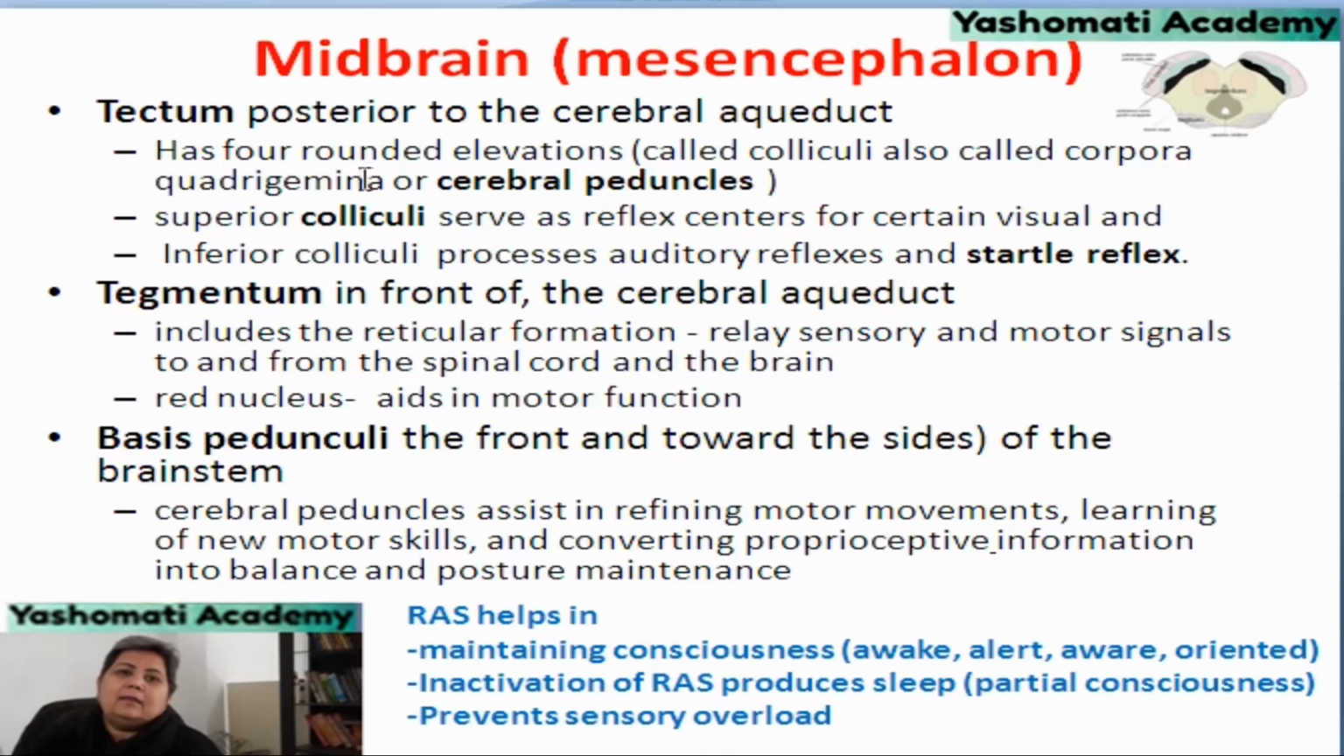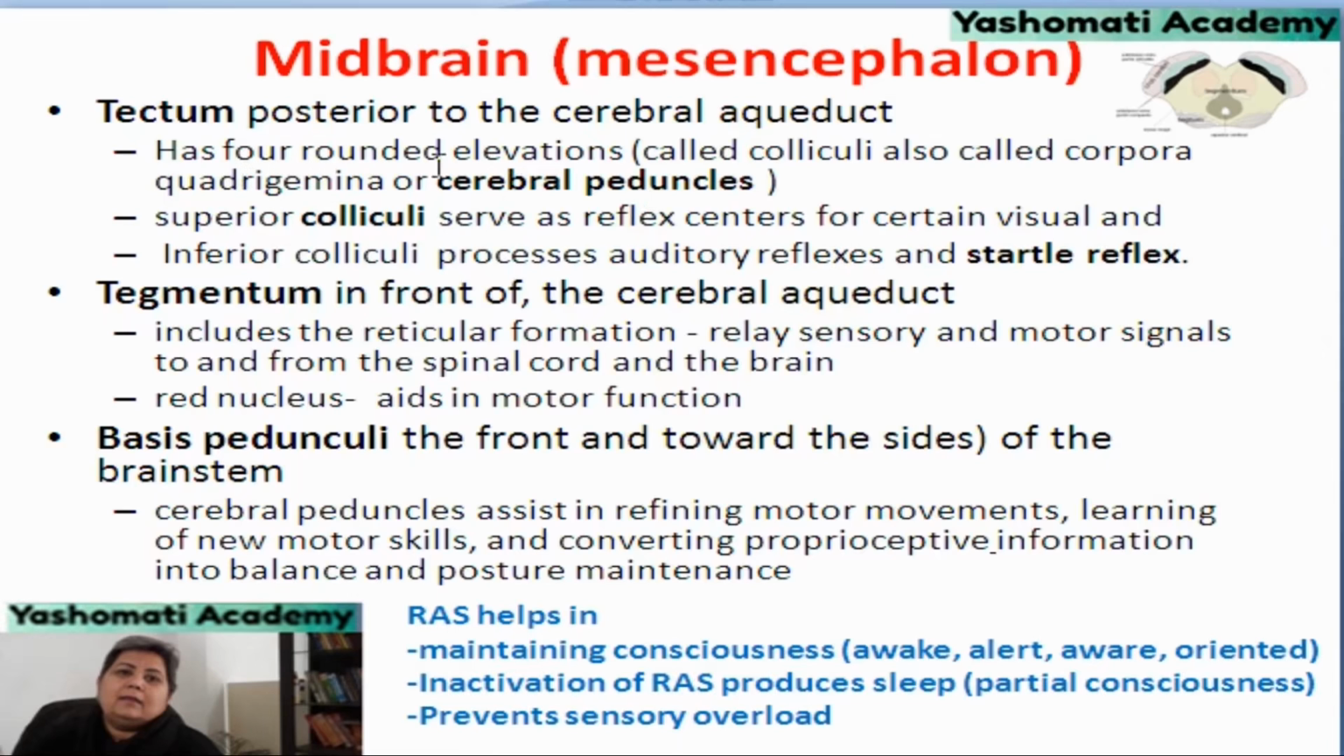Tectum has four rounded elevations called Colliculi, also called Corpora Quadrigemina. Peduncle means stalk. Because they form stalk-like or connection-like structures, they are called Cerebral Peduncles. They are connecting this part to the cerebral part of the brain.